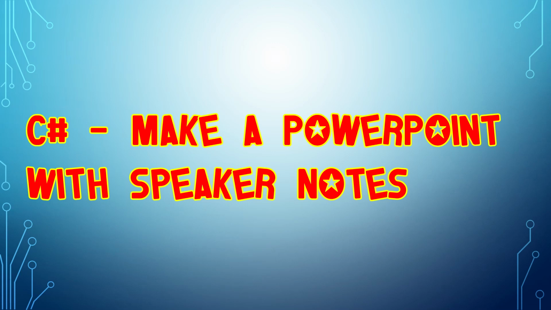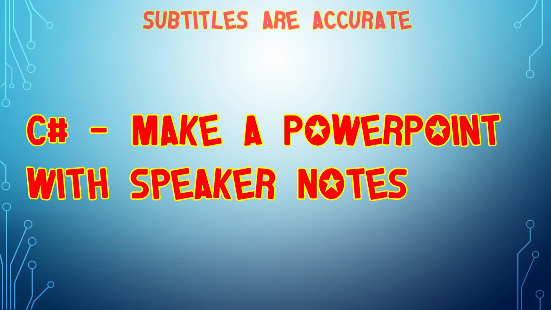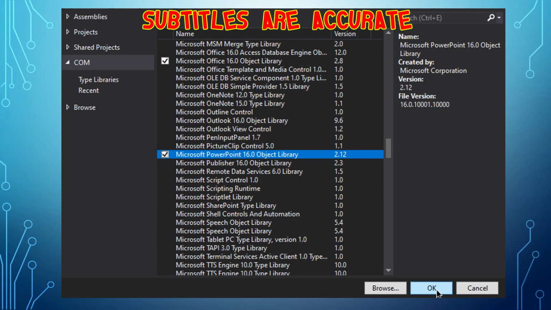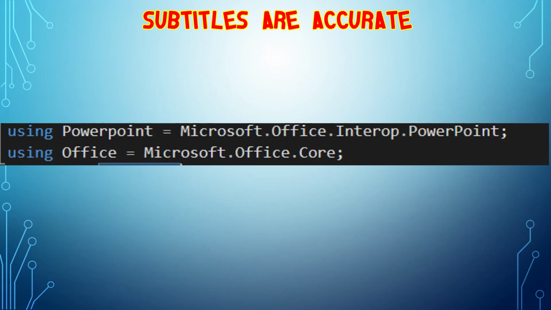In this video I will first show you how to achieve a PowerPoint file in C#, then I will explain applications of this. All code will be in the description box. First you need to add a reference to the PowerPoint object library. I'll assume you already know what the using keyword is used for here.